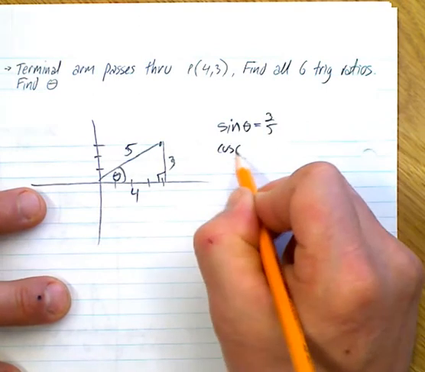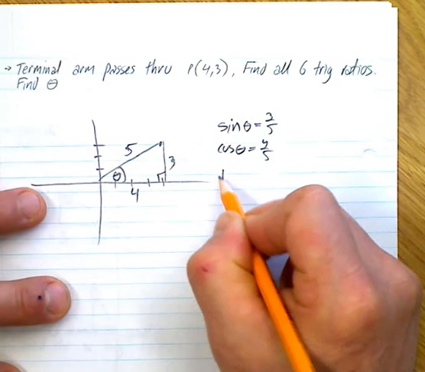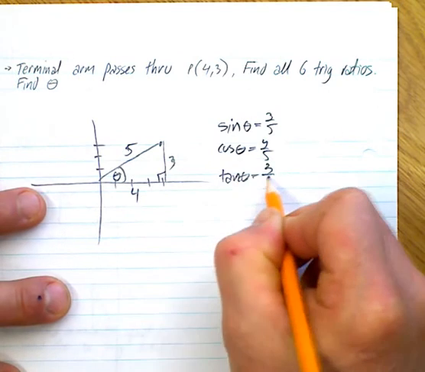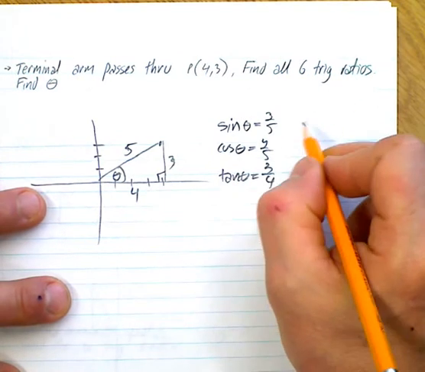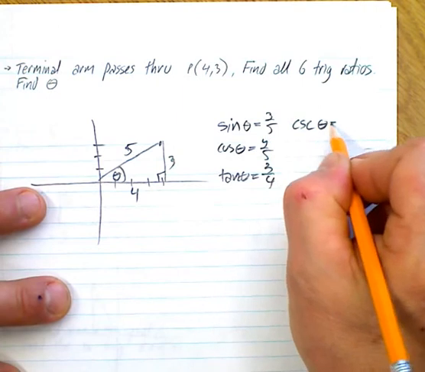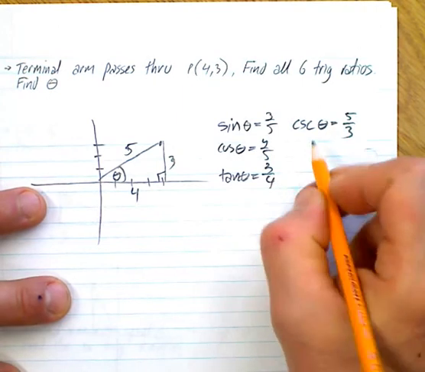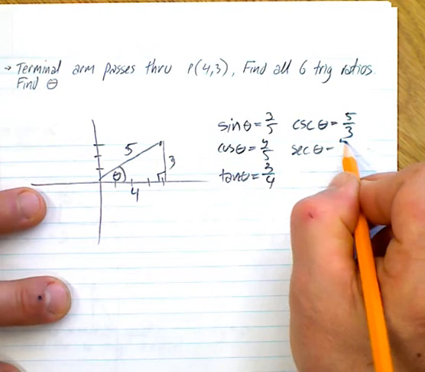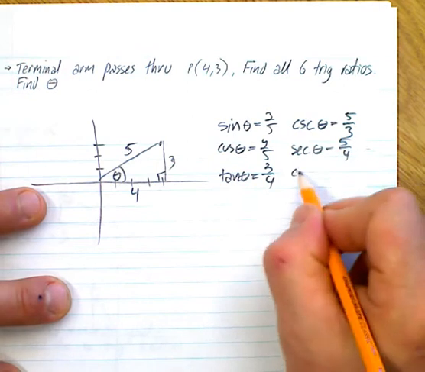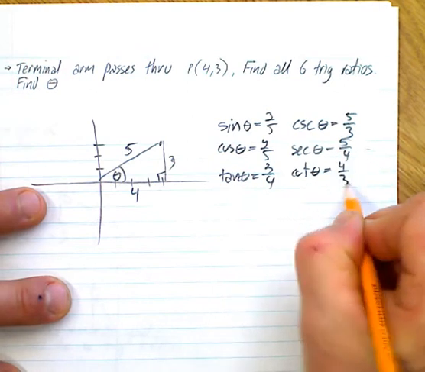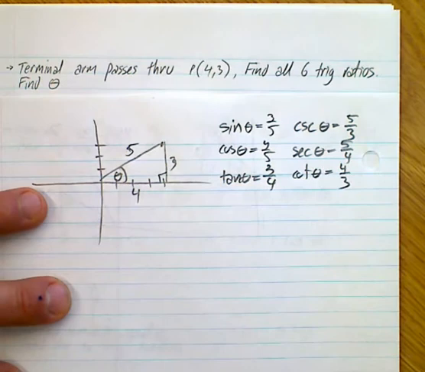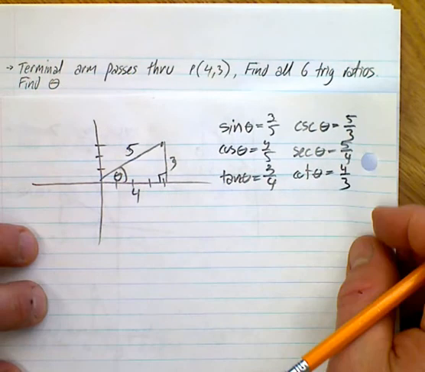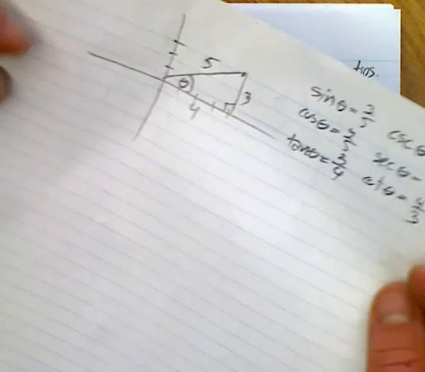cos theta is 4/5, and tan theta is 3/4. Okay, and similarly we can look at cosecant theta, which will just be 5/3. You flip that over. Secant theta will be 5/4. Just flip that over. And cotangent theta will be 4/3. Just flip that over. All right. Pretty basic to do. You should be able to do that in any quadrant with any value.